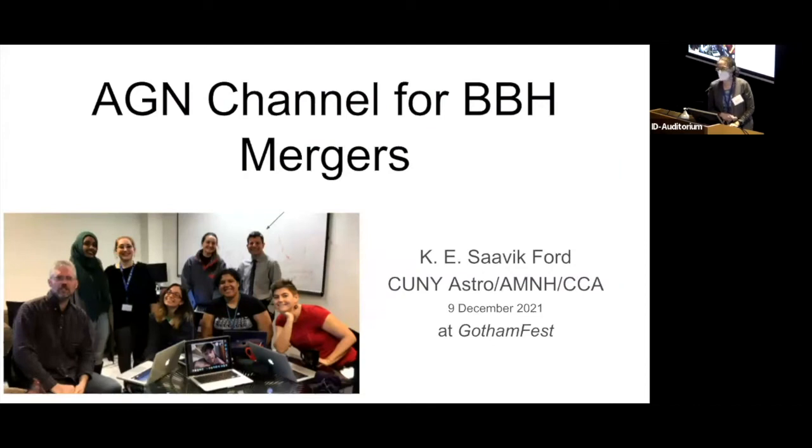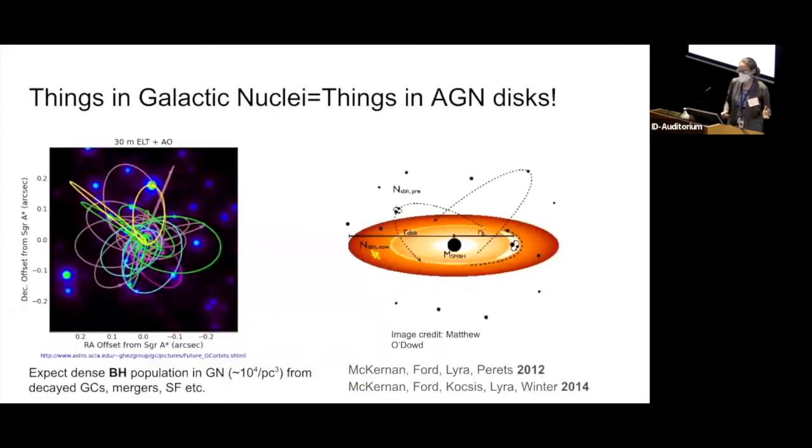I'm going to be talking to you about the AGN channel for binary black hole mergers. So I wasn't really sure where to put this talk, so I said galaxies, because I am going to be talking about active galactic nuclei. And just a reminder for folks who haven't heard me talk about this before ad nauseam, on the left, we have a picture of our nearest galactic nucleus, and you can see all of the orbits of the S stars.